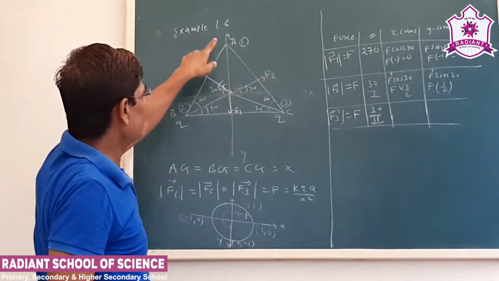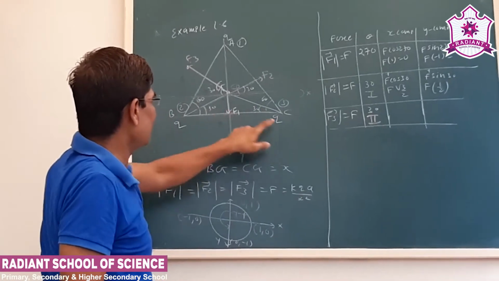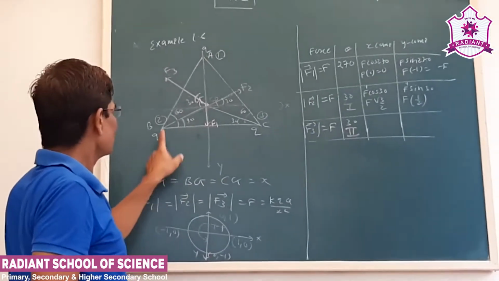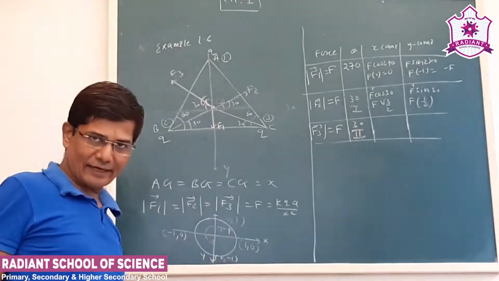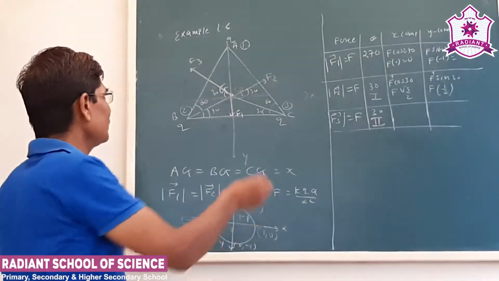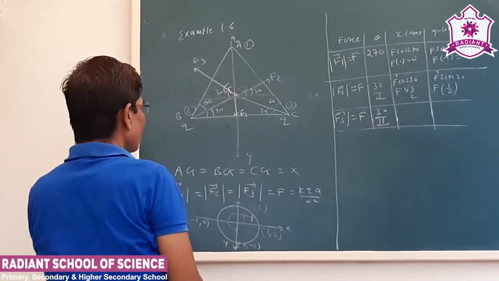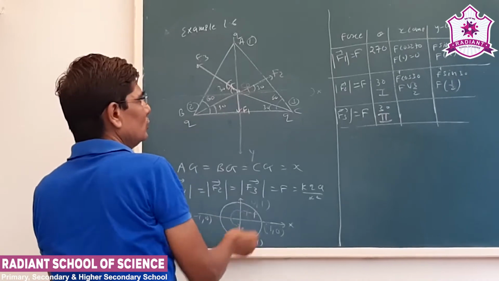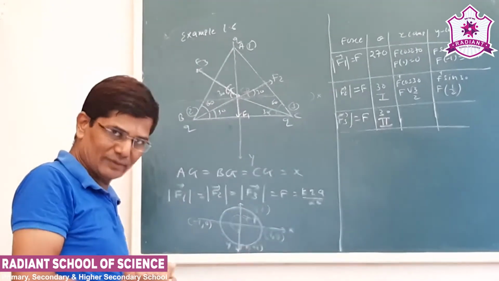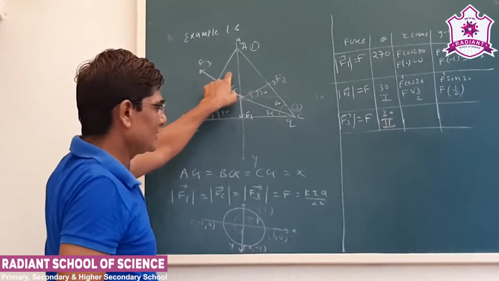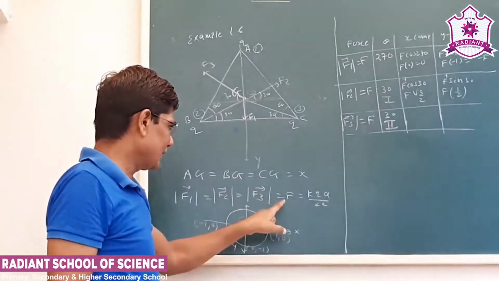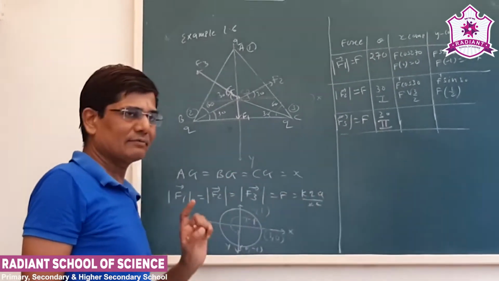Let us say the distance of each charge from the centroid, AG, BG and CG, is equal, that is X. Each pair, Q and capital Q, is of the same charges, and the distance is also the same, so we can say the magnitude of each force will be equal. Let us say it is K capital Q upon X square.